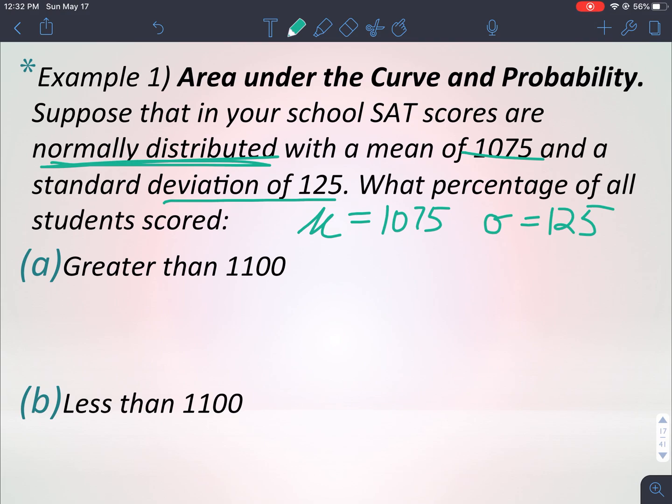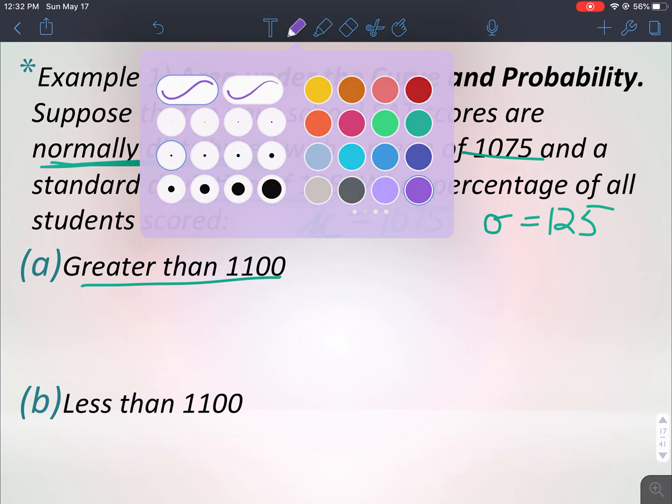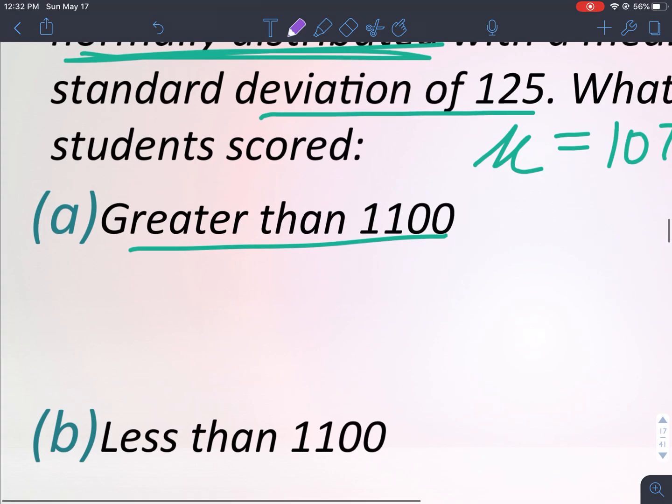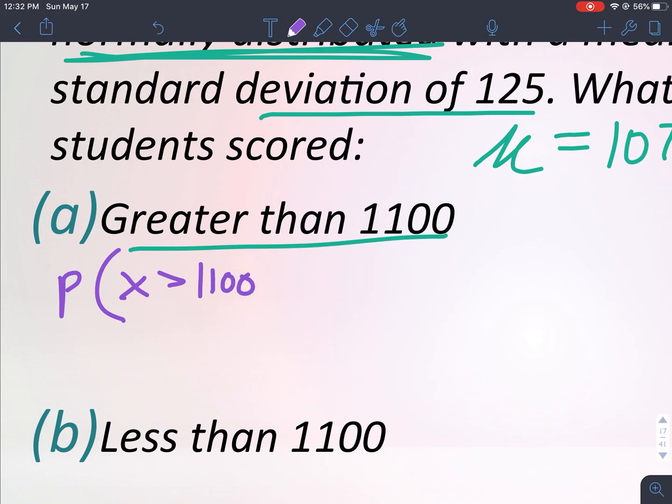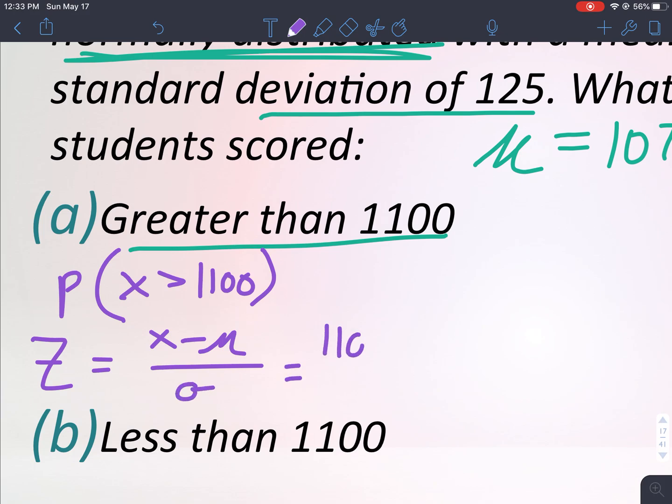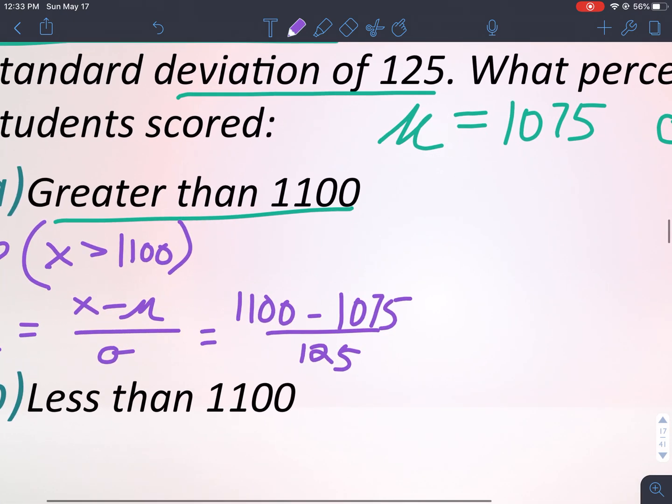So what percentage of students scored greater than 1100? We are looking for the probability that some score is greater than 1100. Let's translate that into a z-score by writing x minus mu divided by standard deviation, and that's going to be 1100 minus 1075 divided by 125. And that's going to be 0.2.